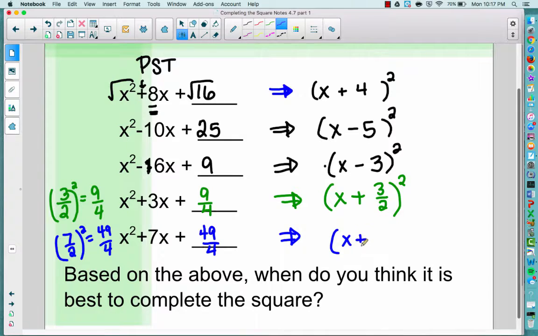All right, then we write x, the sign of the middle term, and then the square root of the last term, which would again be 7 over 2, quantity squared. You might notice that it's always working out to be half the middle term.